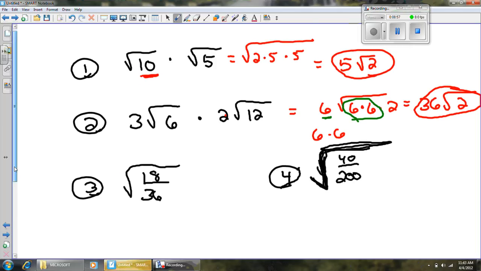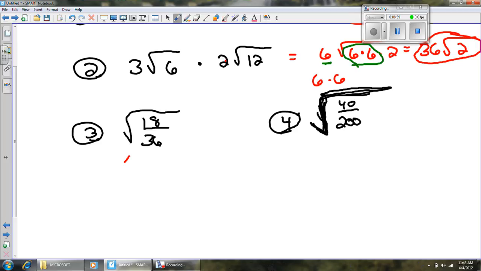All right, now, number 3, I'm going to do 2 different ways. Okay, first, I'm going to break it down and say, you know what, that numerator is the same as 9 times 2. And the denominator is the same as 6 times 6. All right. The numerator will simplify into 3 rad 2.